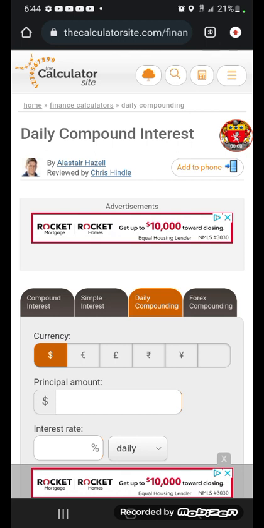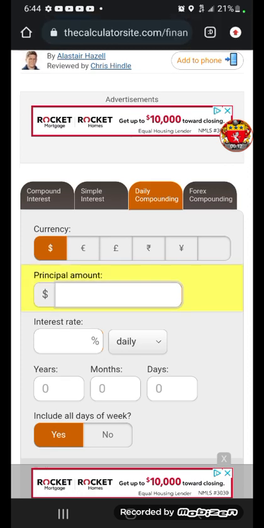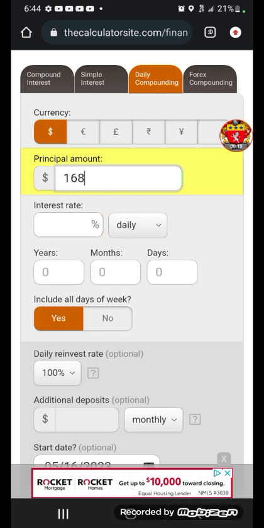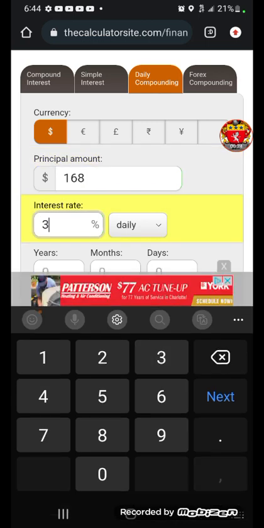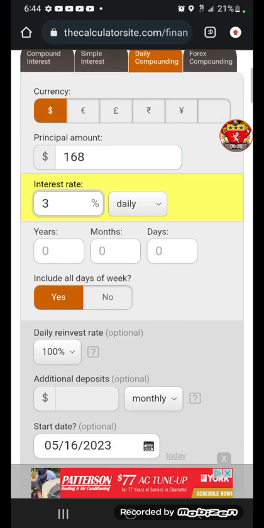So I've got this set to a daily compound interest. Okay, we're going to put the principal amount. Let's just say we start with $168. And we select, let's just say that we have a 3% daily compound interest, because that's what the numbers come to after you deduct the fees.